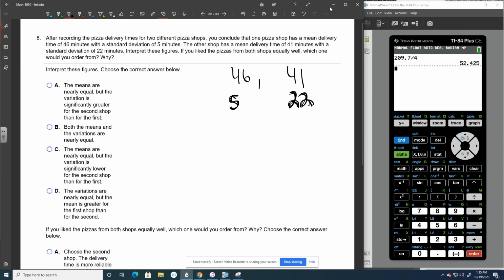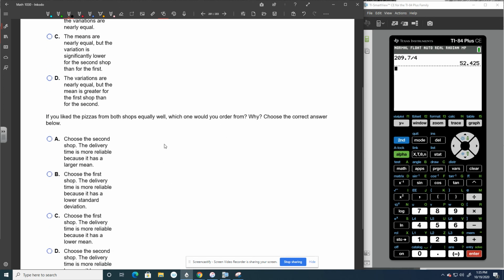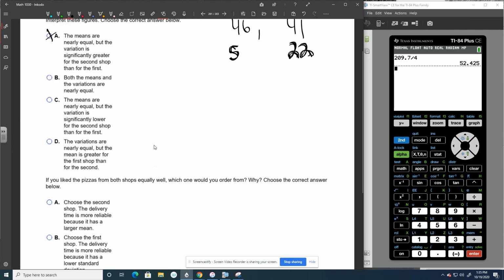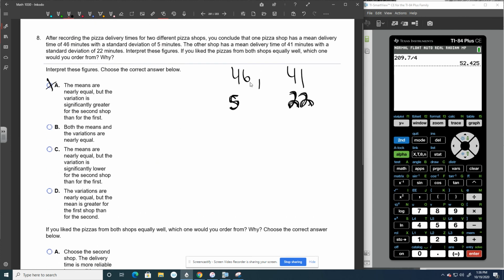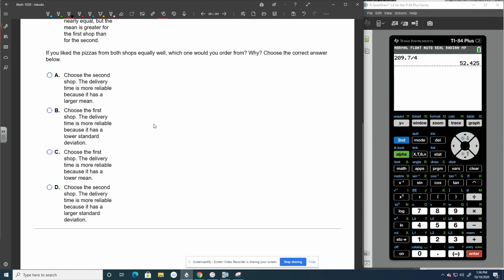So even though the averages are nearly equal, that variation is a lot bigger in the second shop. So I would say that A makes sense. And if you like pizza from both shops the same, I would choose the first shop because it's going to have less variation. It's more reliable. So choose the first shop. The time is more reliable and it has a lower standard deviation. Absolutely. Okay, number 9.